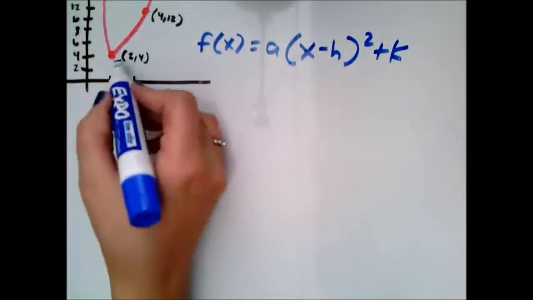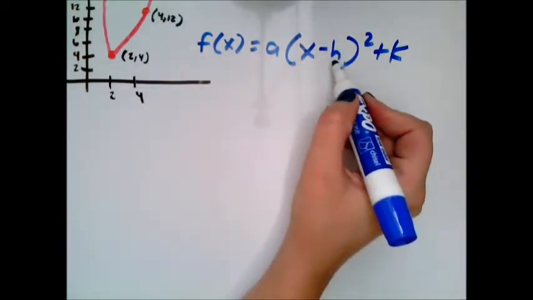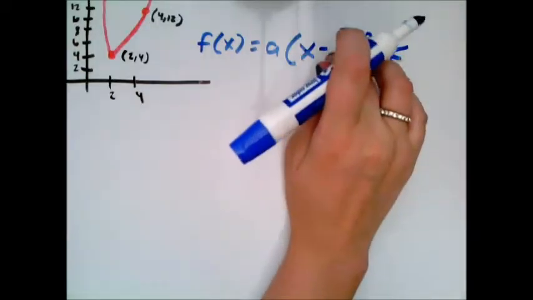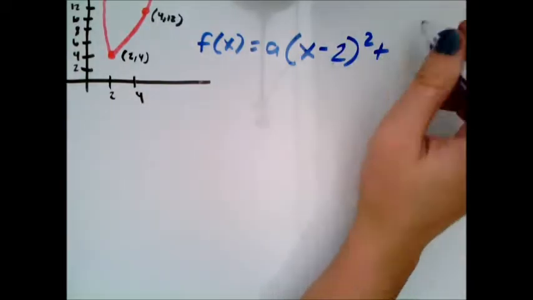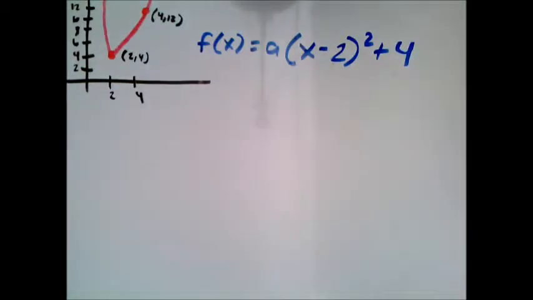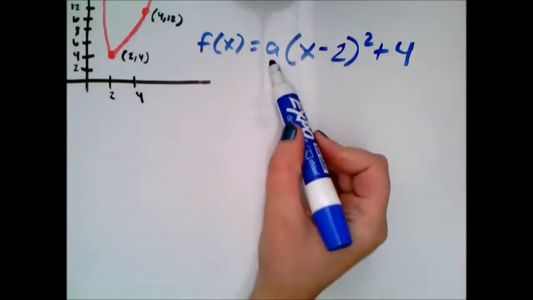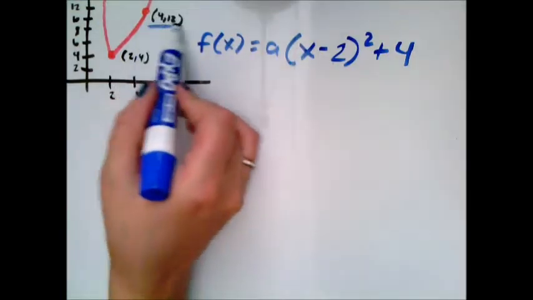And so here, if our vertex is 2, 4, where there used to be an h, I now know that's 2. And where there used to be a k, that's the y value of my vertex, I now know that's 4. So notice even when you first start, if you know the vertex, you know everything except for a, basically. So how can I use this other point?